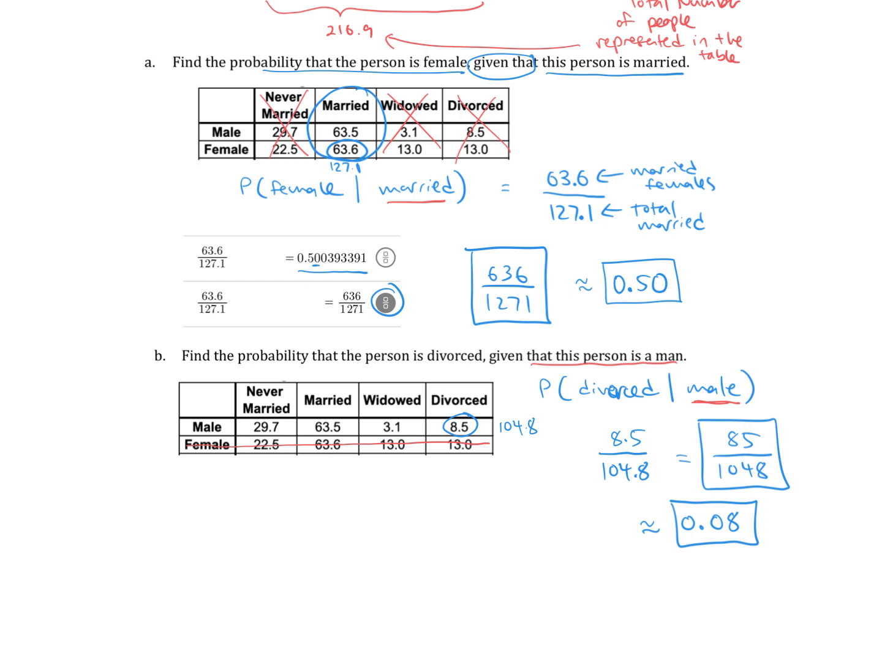And you should pay attention to the instructions in each question. It will often tell you to express your answer as a reduced fraction or as a decimal rounded to a certain number of decimal places.